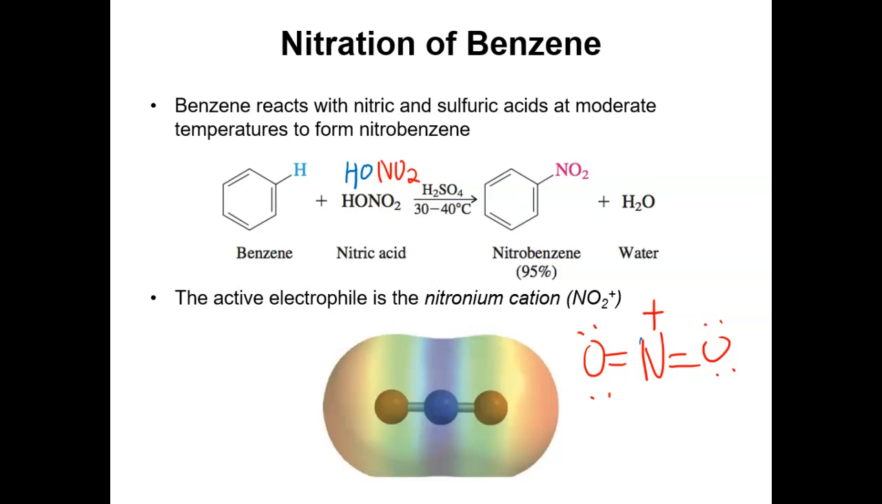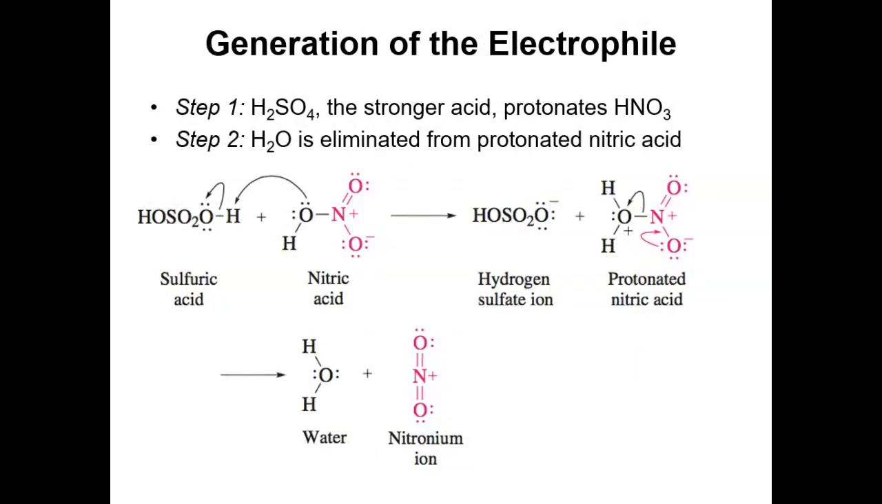Okay, so that's the nitronium cation. It's one of the most powerful electrophiles. It's a most reactive electrophile, one of. Okay, I don't want to make an absolute statement, but it's one of the most reactive electrophiles. So it will react with any aromatic group you give it.